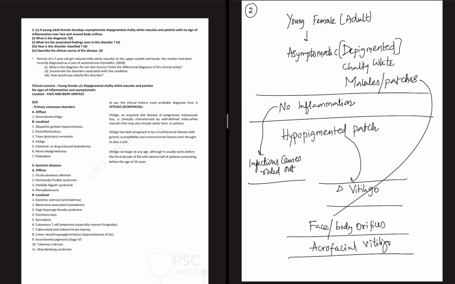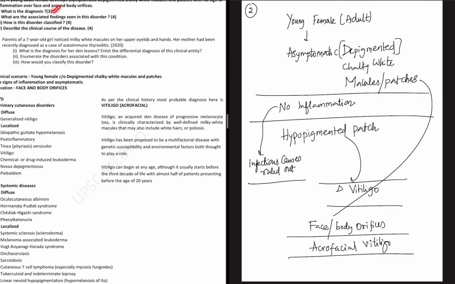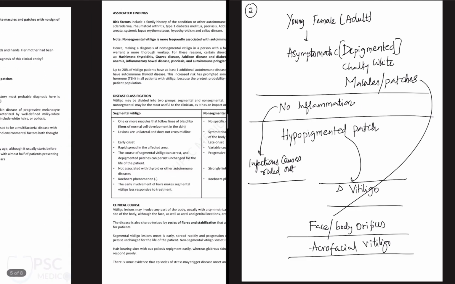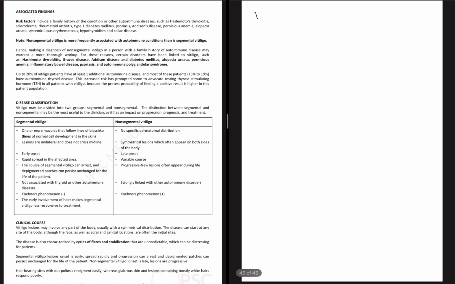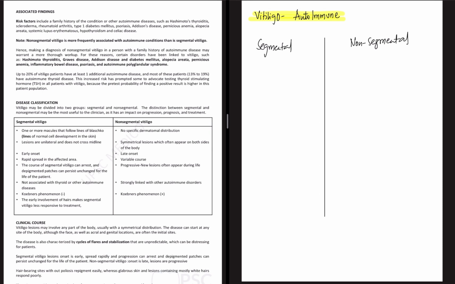Right now, coming back to our question, you know what the diagnosis is. It is vitiligo. And what are the associated findings? It is very important because vitiligo is an autoimmune disease. Now, within vitiligo, there is an important concept. You have segmental vitiligo and you have non-segmental vitiligo. This differentiation is important. What are the two clinical variants or types of vitiligo? You have segmental, you have non-segmental.